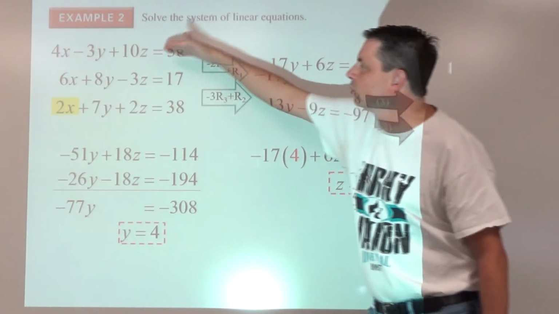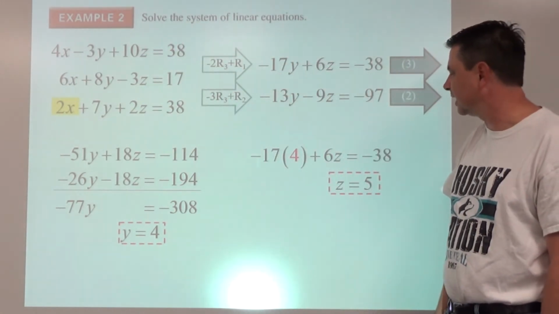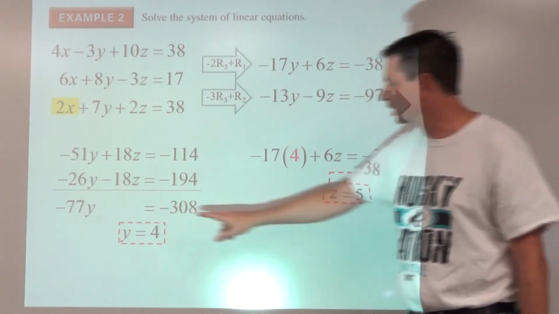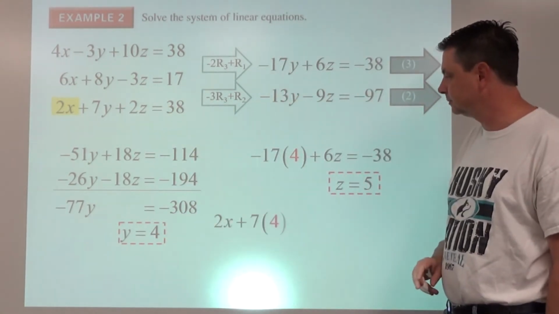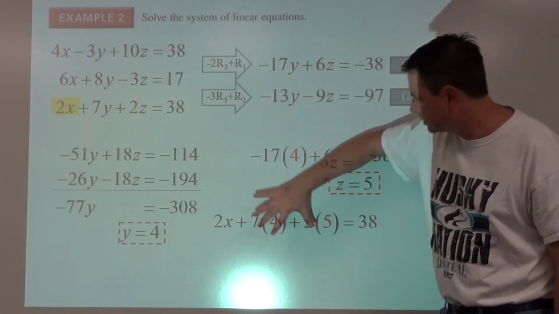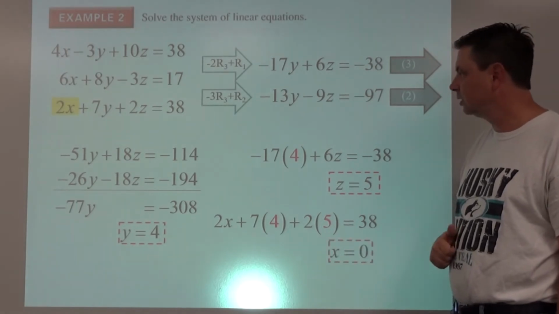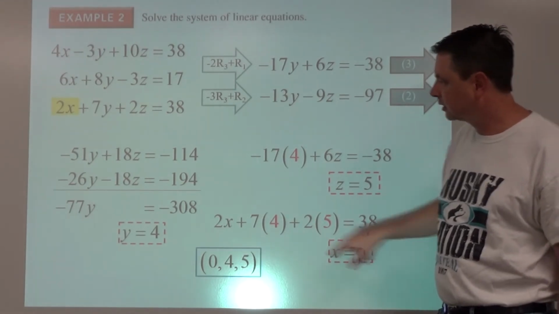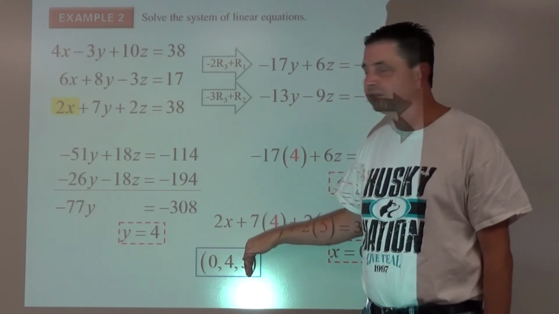It doesn't really matter which one we go back into here. My preference, I think, is going to be the bottom one, as we do have the smallest coefficient there. We're going to replace y with 4 and z with 5. 28, 38, subtract that from both sides. 2x equals 0, so x equals 0. Don't forget ordered triple. X, comma y, comma z: 0, comma 4, comma 5.